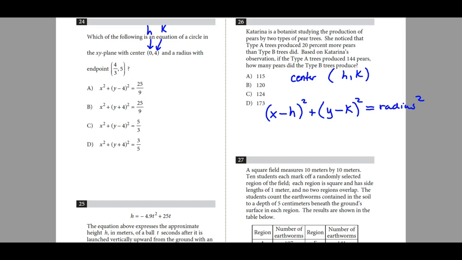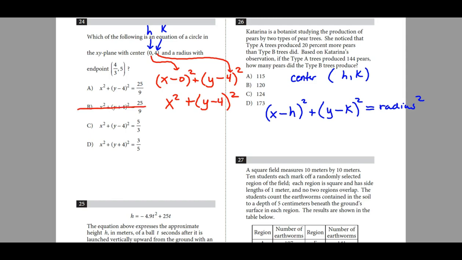So going through and looking at my formula here, I know that I'm going to have X minus 0 squared, and then I'm going to have plus Y minus 4 squared. So right away that comes out to be X squared plus Y minus 4 squared. That little fact about the center helps eliminate B and eliminates D because both of those had pluses instead of minuses there. So I've got it down to a 50-50, which is huge. Now I just got to lock down this radius piece.